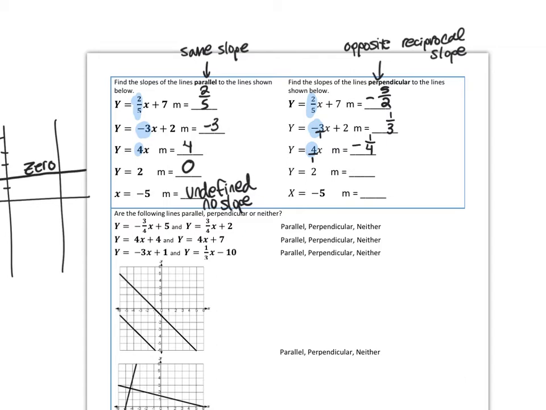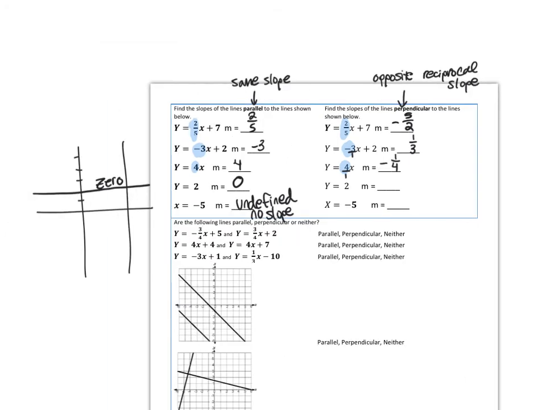All right, now we said y equals 2 has a slope of 0. Well, what would be perpendicular to that? Let's go back to our diagram. Remember that a slope of 0 gives us a horizontal line. A vertical line would be perpendicular to that. And vertical lines have undefined slopes. Similarly, when we have the example x equals -5, we know that's a vertical line. What's perpendicular to a vertical line? That's right, a horizontal line, and horizontal lines have slopes of 0.